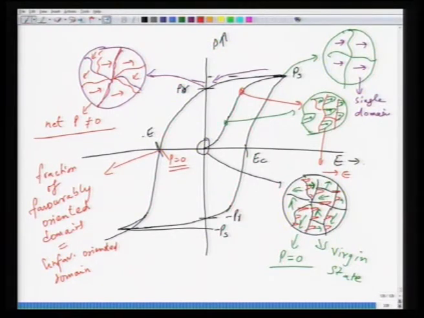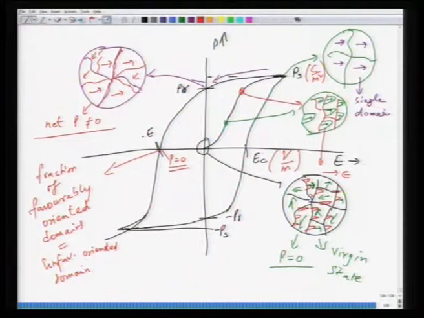These quantities you must remember: PS is called saturation polarization, PR in the ferroelectric terminology is called remanent polarization, EC is called coercive field. And the units you can see, this would be microcoulomb per centimeter square, so this is coulomb per meter square, or then you can add whatever you want. This is volt per meter.